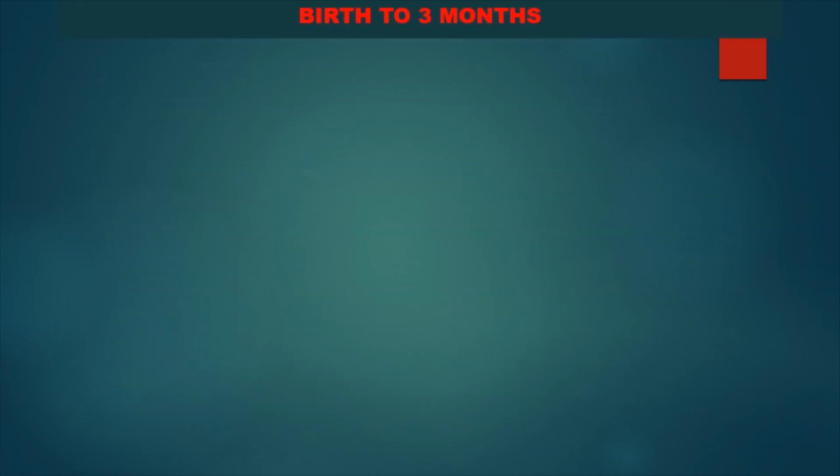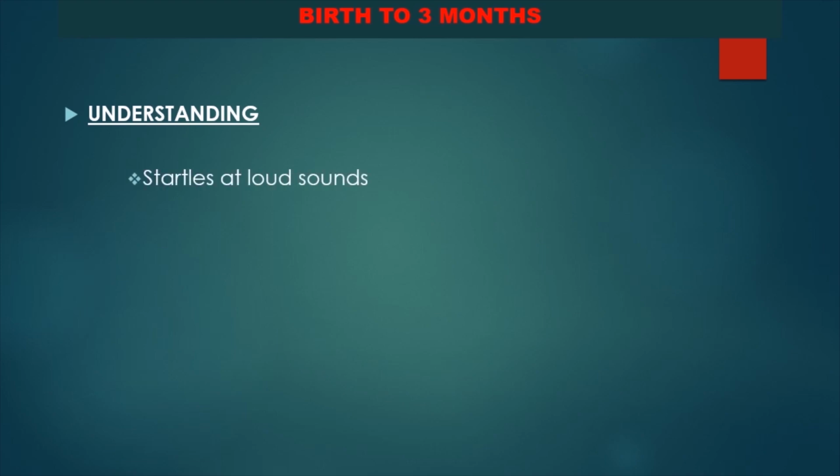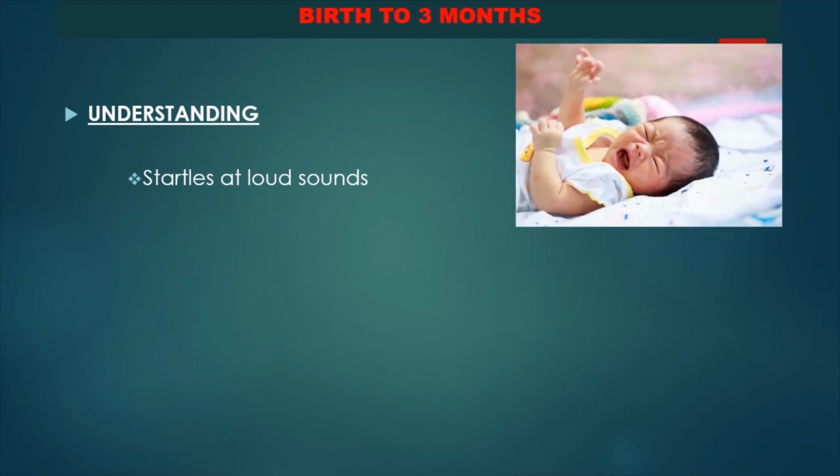Okay. So moving on to the first age range, that is birth to 3 months. First, in terms of understanding. What is understanding? Understanding means understanding the language or the concept of the language that we are speaking. The first one is that the child startles at loud sounds. Startling at loud sounds is one of the aspects that comes in hearing also. With this, you can check if the child is able to hear properly.